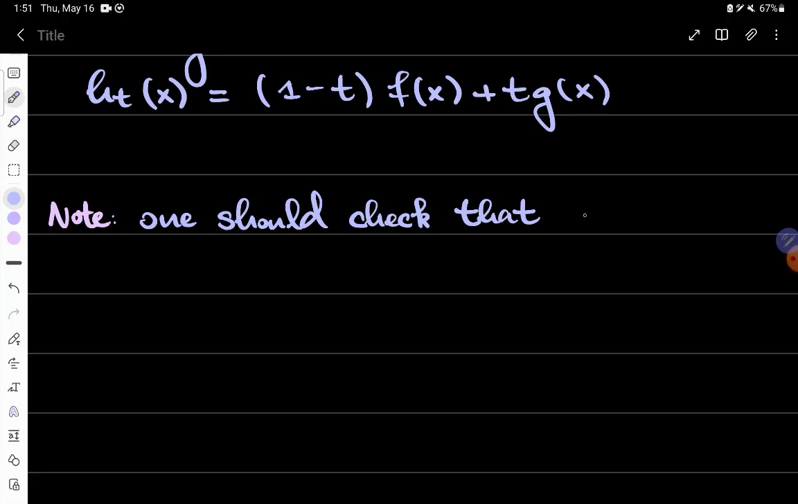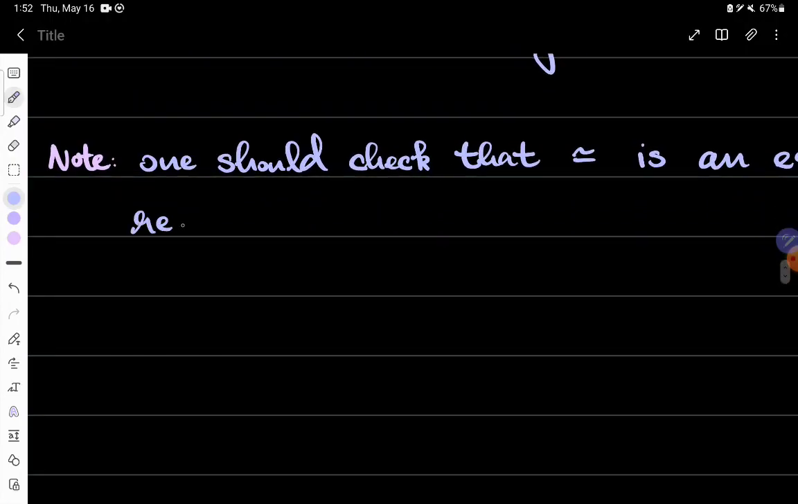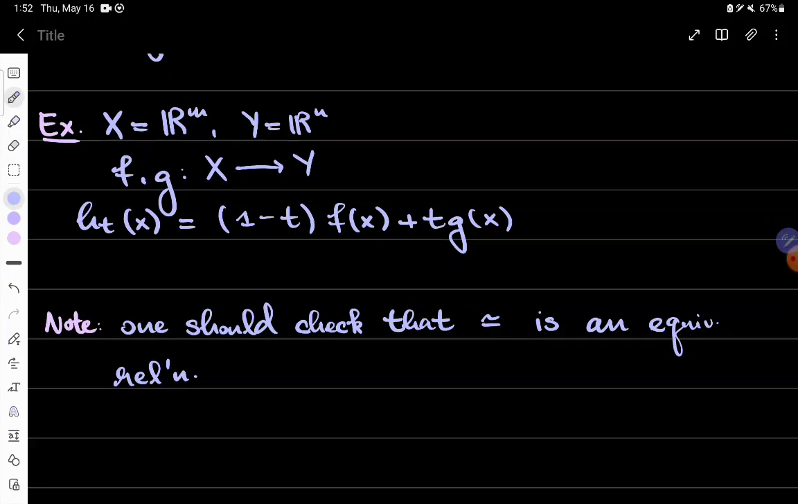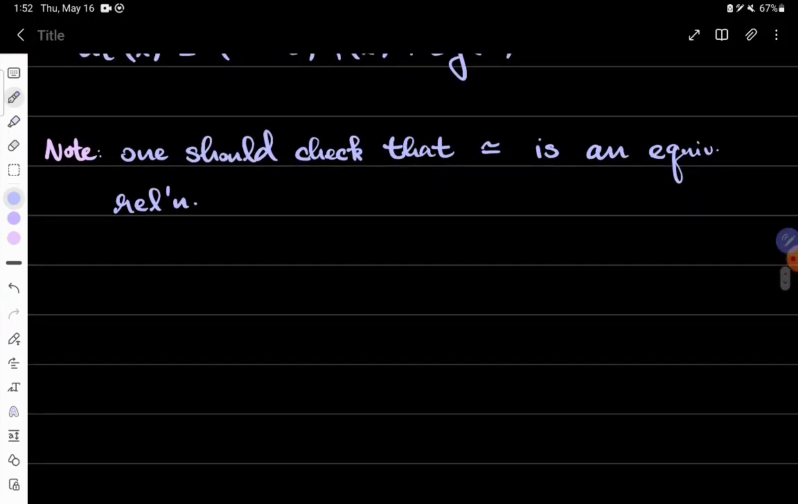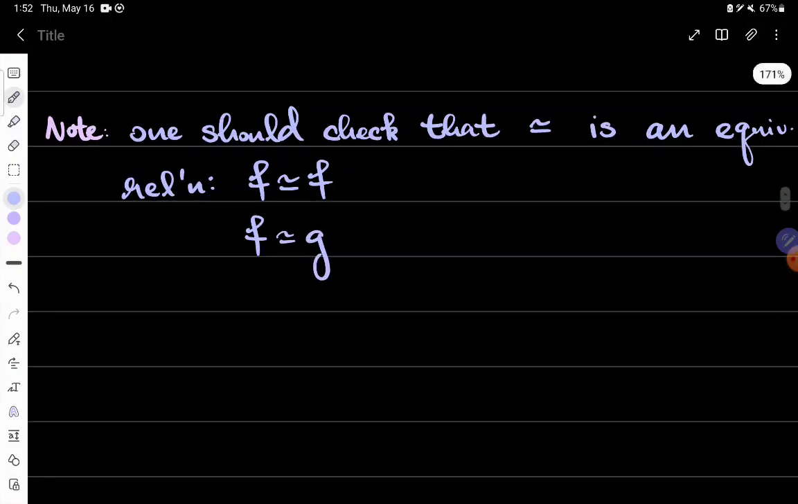that homotopy is an equivalence relation, which means that we can kind of unambiguously use this notation that we've been using already. Recall that for an equivalence relation, you have to check that it's reflexive. So f is homotopic to f. This is just via the easiest homotopy you can think of. Just take the identity homotopy.